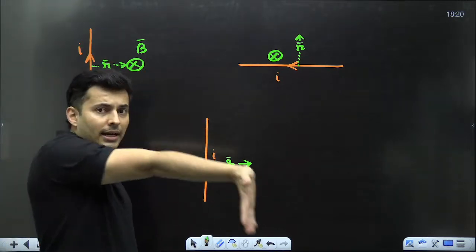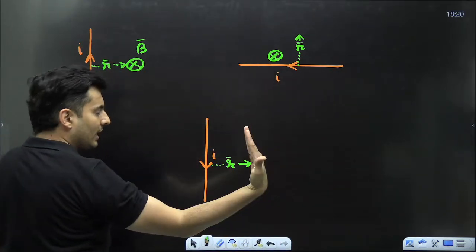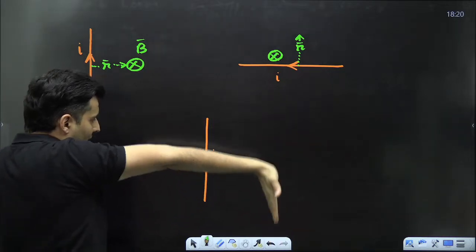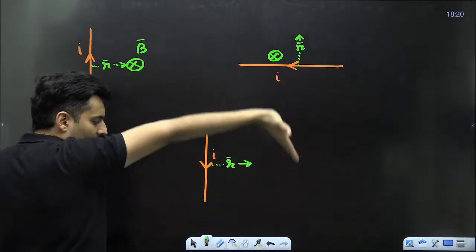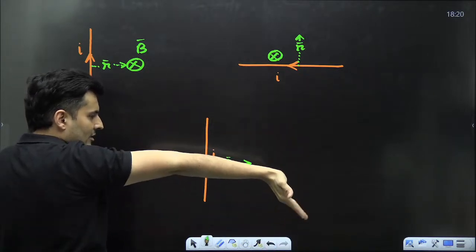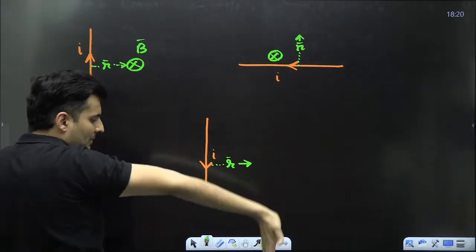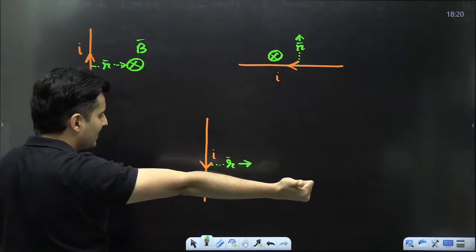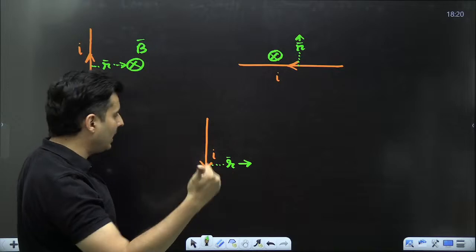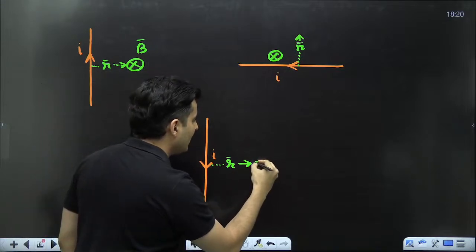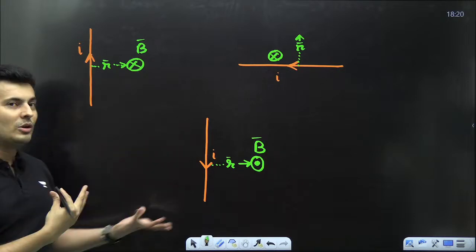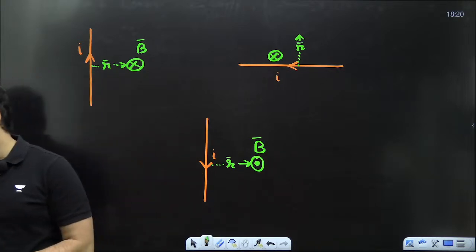So take your right hand, put it like this, not like this. Imagine you take your palm like this, make it go like that. So length is downwards, slowly bring that length up. You will see the thumb coming behind you, meaning it is coming out of the plane of the board. So basically the magnetic field is coming towards you. This is how you can locate the direction of the magnetic field.